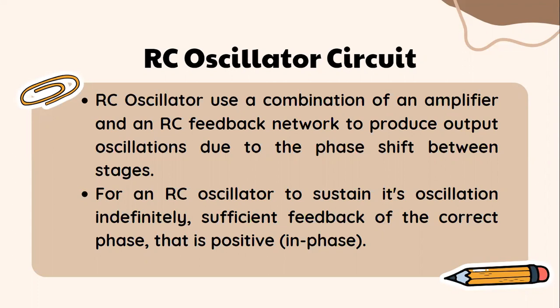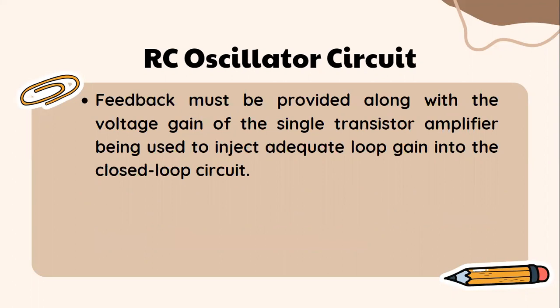Next, RC oscillator circuit feedback must be provided along with the voltage gain of the single transistor amplifier being used to inject adequate loop gain into the closed loop circuit. So in order to maintain oscillations, it should be allowed to oscillate continuously at a selected frequency.